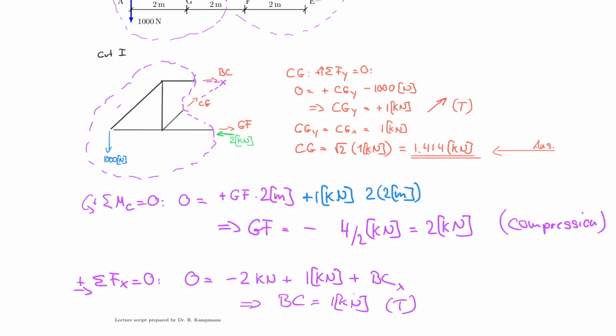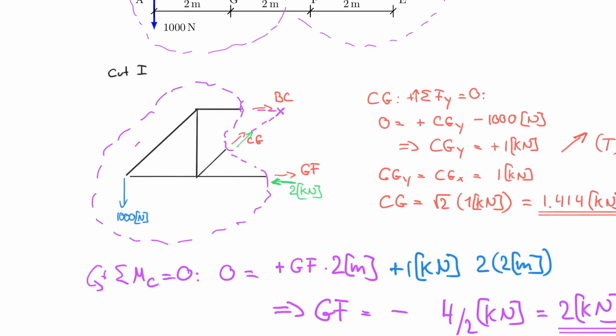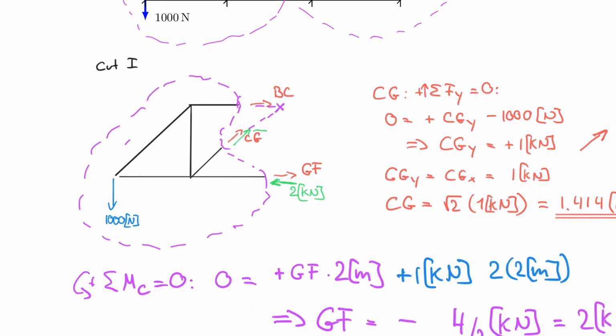So I assumed correctly, right? Because the answer is plus here. And that, by the way, is also a result, so I'm double underlining that. Similar to my 2 here, that was also a result. And now I solved the problem. So let me go in here with green and let's agree that this was 1.414, and BC here was equal to 1 kilonewton.